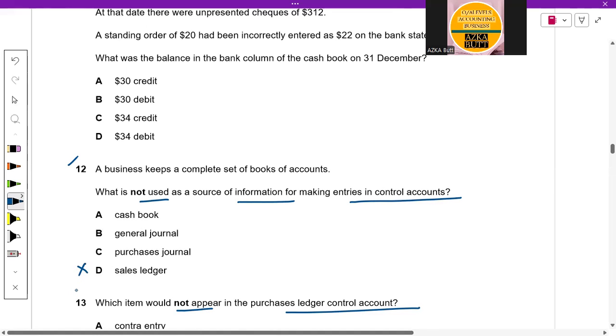So entries in control accounts are typically made using information from the cash book, which records cash transactions, and the journal, which records non-regular transactions like adjustments. And the purchase journal records credit purchases, used for making entries. So sales ledger is not used as a source of information for making control account entries. So that's why D option is the right option.